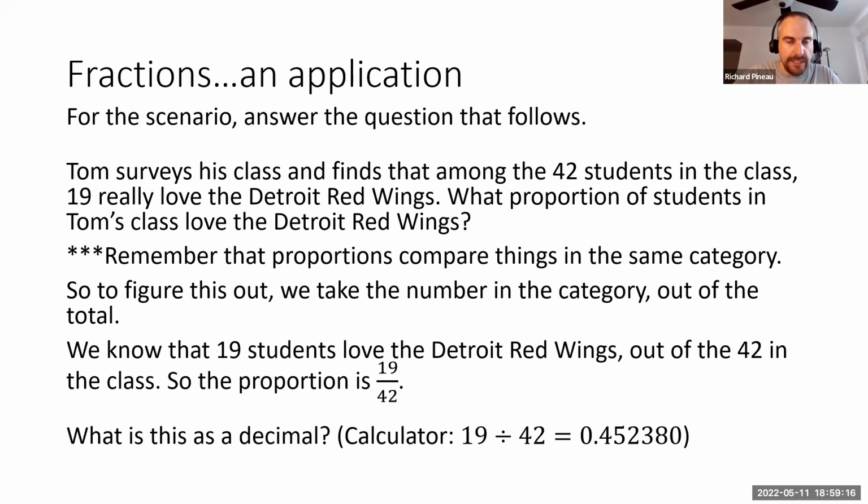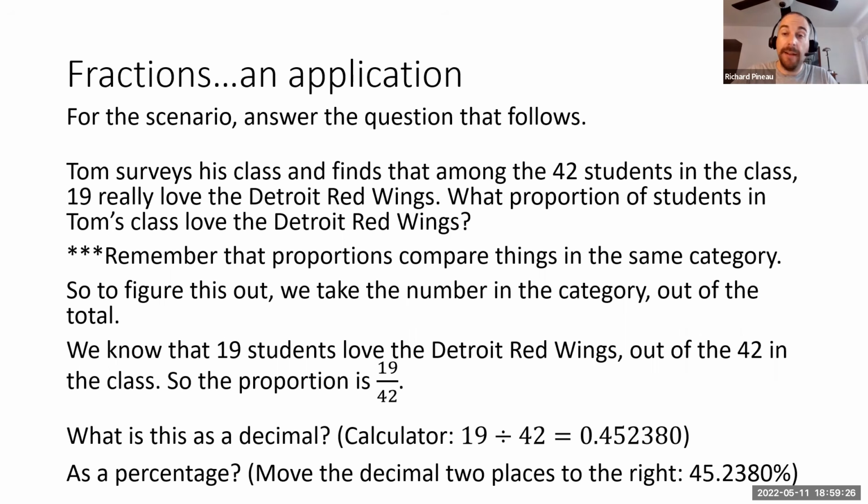Oh, and as a decimal, sometimes we might ask you this as well. So what is this as a decimal? Well, 19 divided by 42 in the calculator, 0.452380. And as a percentage, we know how to do this. Move that decimal 2 places to the right, 45.2380%. And I think I'm out of space. Otherwise, I would have asked you to round it maybe. But you can see it's about 45.238% of the class loves the Detroit Red Wings.